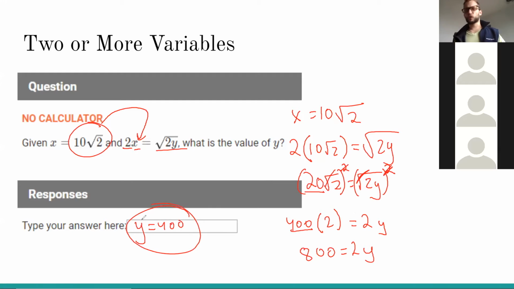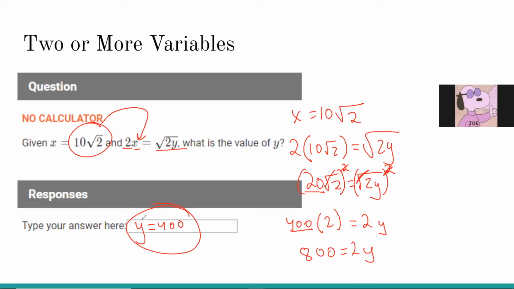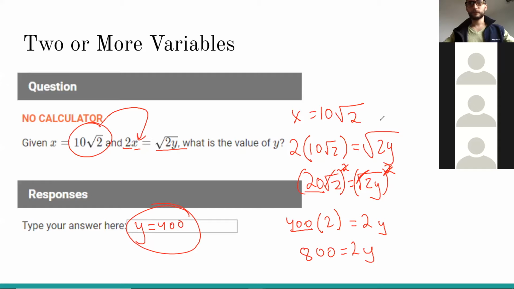So some of you said 20, 40. Some of you said 800. So see where your mistake was. Does anyone have any questions? Anyone have any questions on this one? All right, so this one was 400. Everybody comfortable with that?